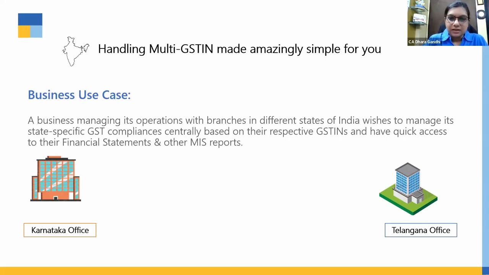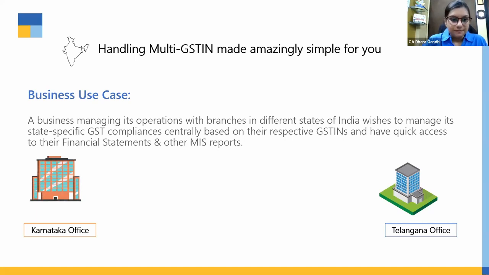Before, what people used to do is they used to do accounting differently for both the branches, and then there was the hassle during auditing and consolidating all the accounts. That was a tedious job for accountants as well as the auditors and the professionals too. So now Tally 3.0 has given an inbuilt feature of multi-GSTIN.